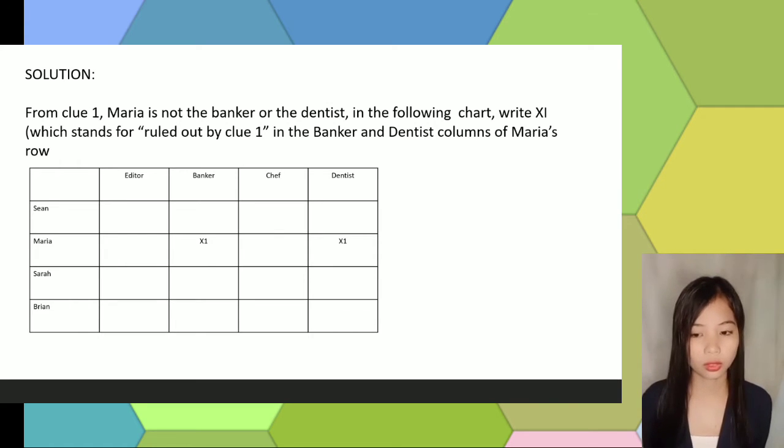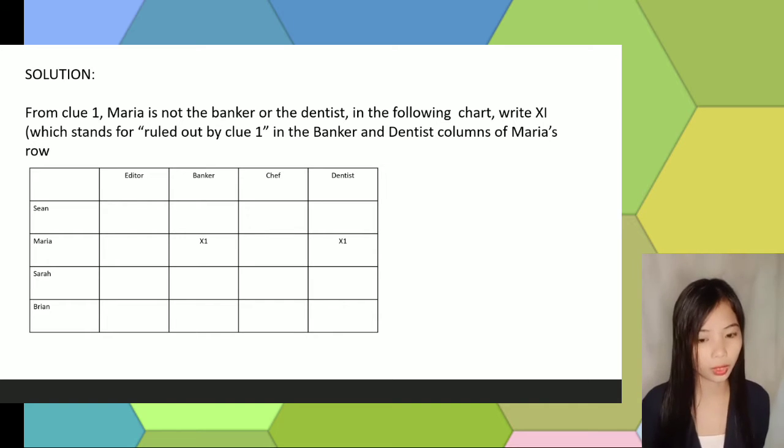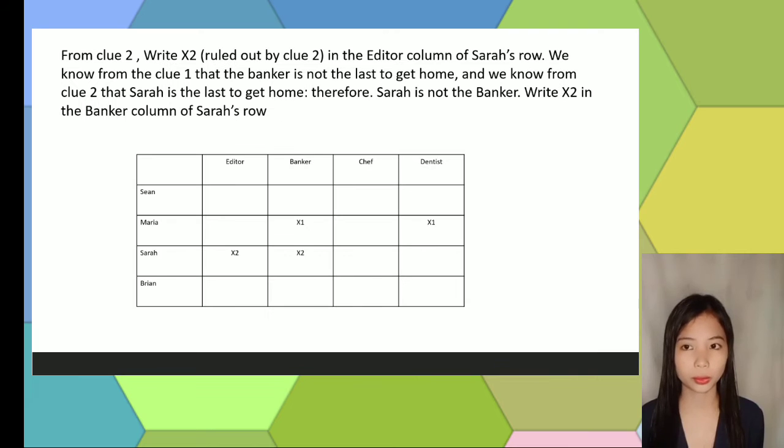From clue number 1, Maria is not the banker or the dentist. In the following chart, write X1, which stands for ruled out by clue number 1, in the banker and dentist columns of Maria's row. From clue number 2, write X2 in the editor's column of Sarah's row. We know from clue number 1 that the banker is not the last to get home. And we know from clue number 2 that Sarah is the last to get home. Therefore, Sarah is not the banker. Write X2 in the banker column of Sarah's row.